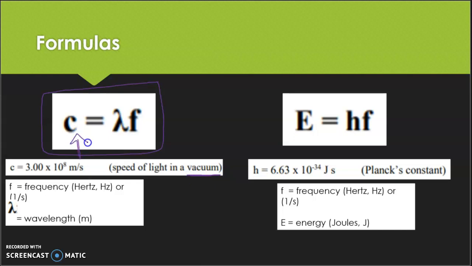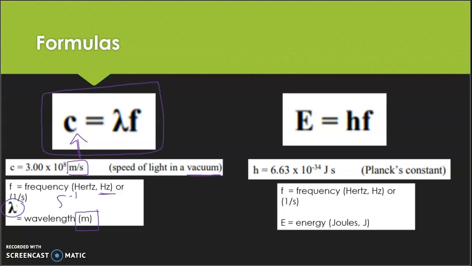That is always C. F is frequency of the wave. Frequency is measured in hertz or 1/second. They're the same thing. You might also see s to the -1. That's all a correct hertz unit. And then wavelength, which is this symbol, is measured in meters. You might not always get a wavelength value in meters. You might be given it in nanometers, millimeters, but to use this formula, wavelength has to be in meters because speed of light is meters per second.